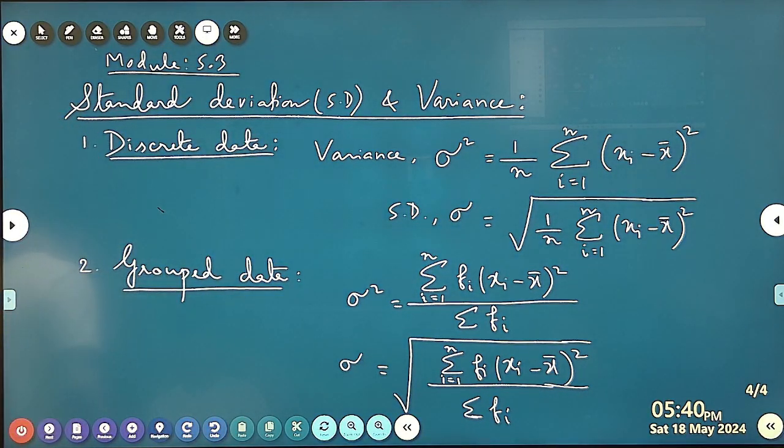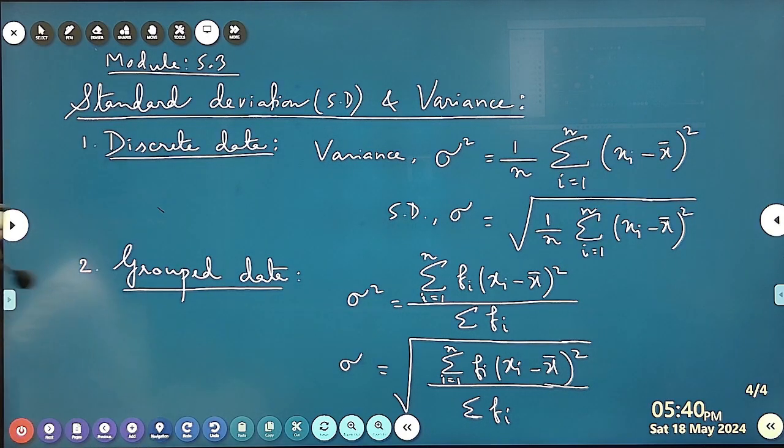So we'll do 3 examples of each type: discrete, grouped, and discrete but with frequencies. Okay, so you'll understand it's not difficult. Finding of both doesn't come, only one comes, either the variance or the standard deviation. So if I do 3 questions, it will be clear. This is an easy one.